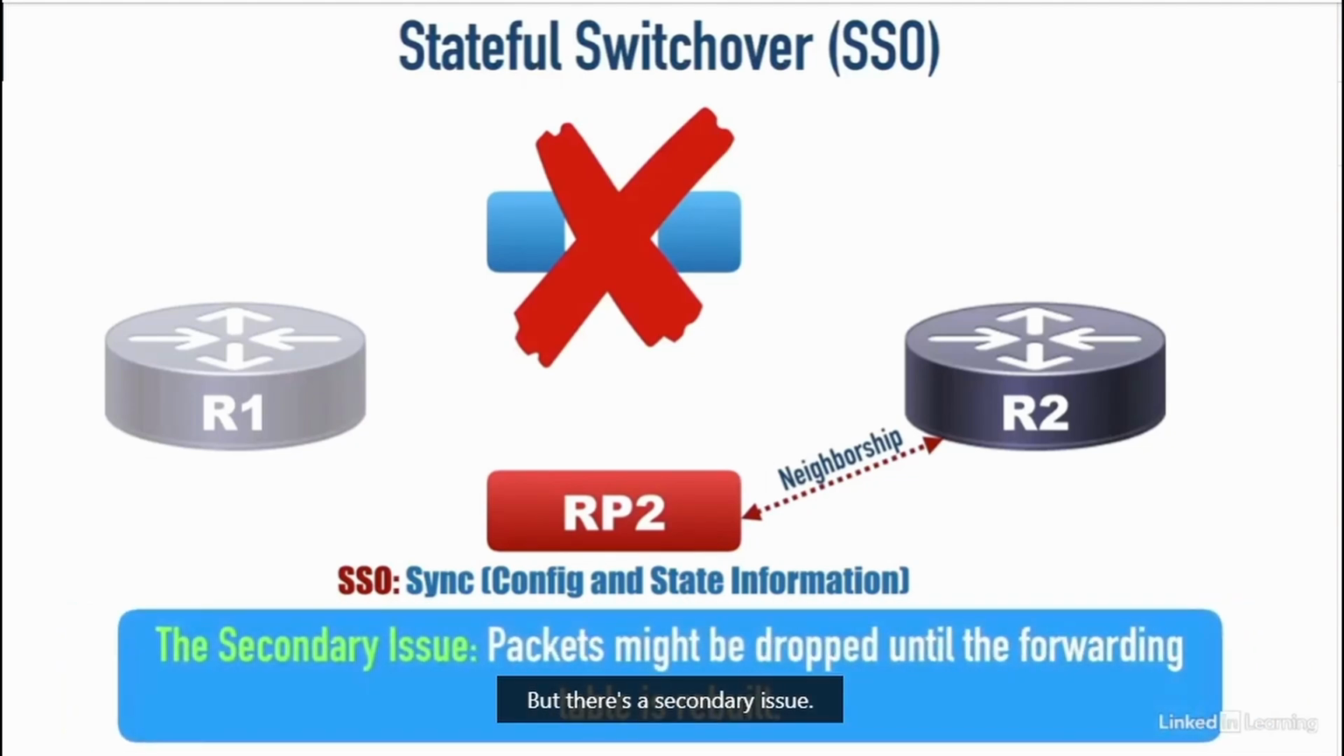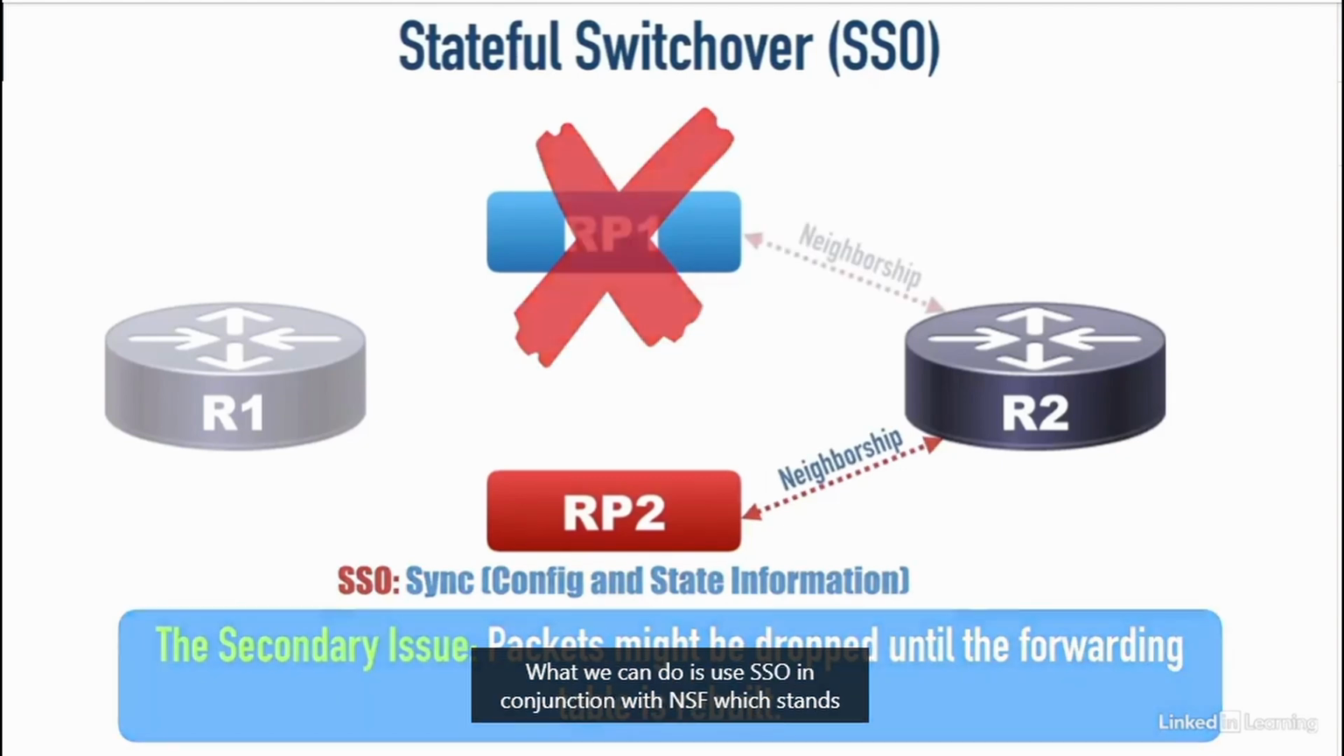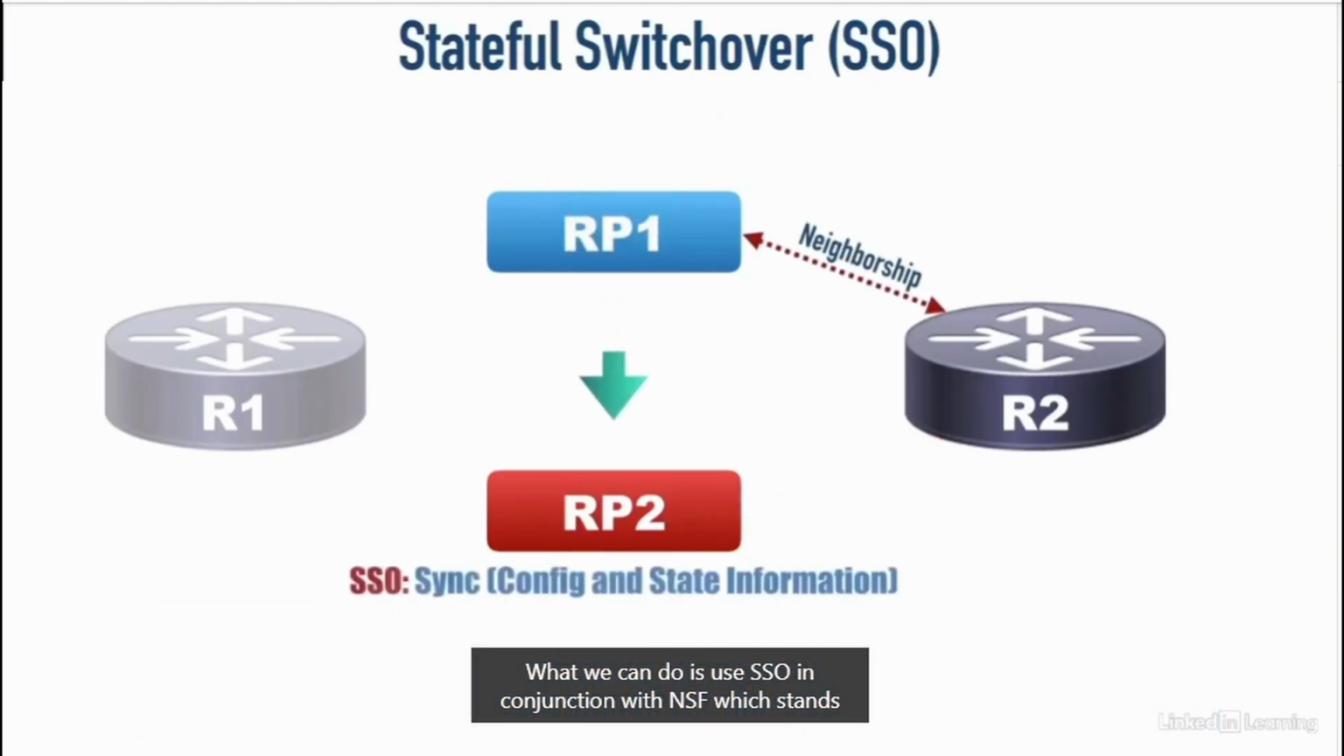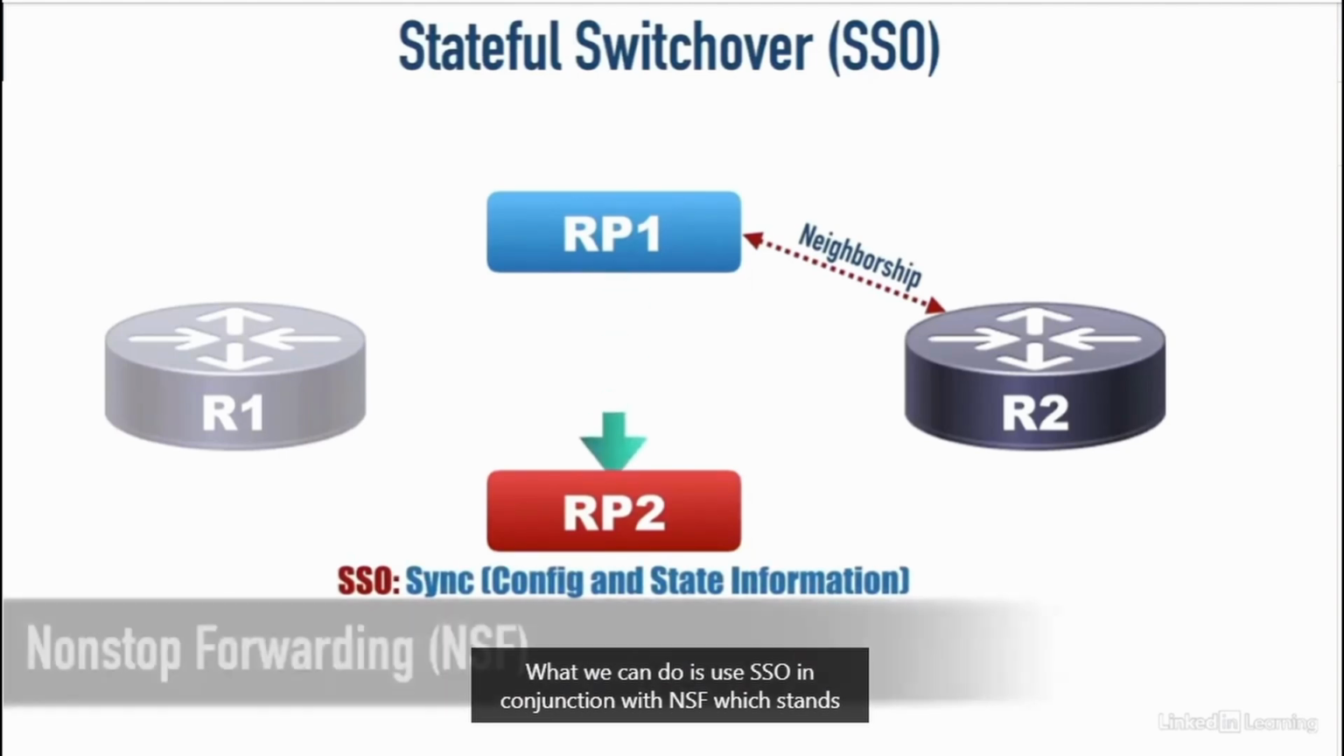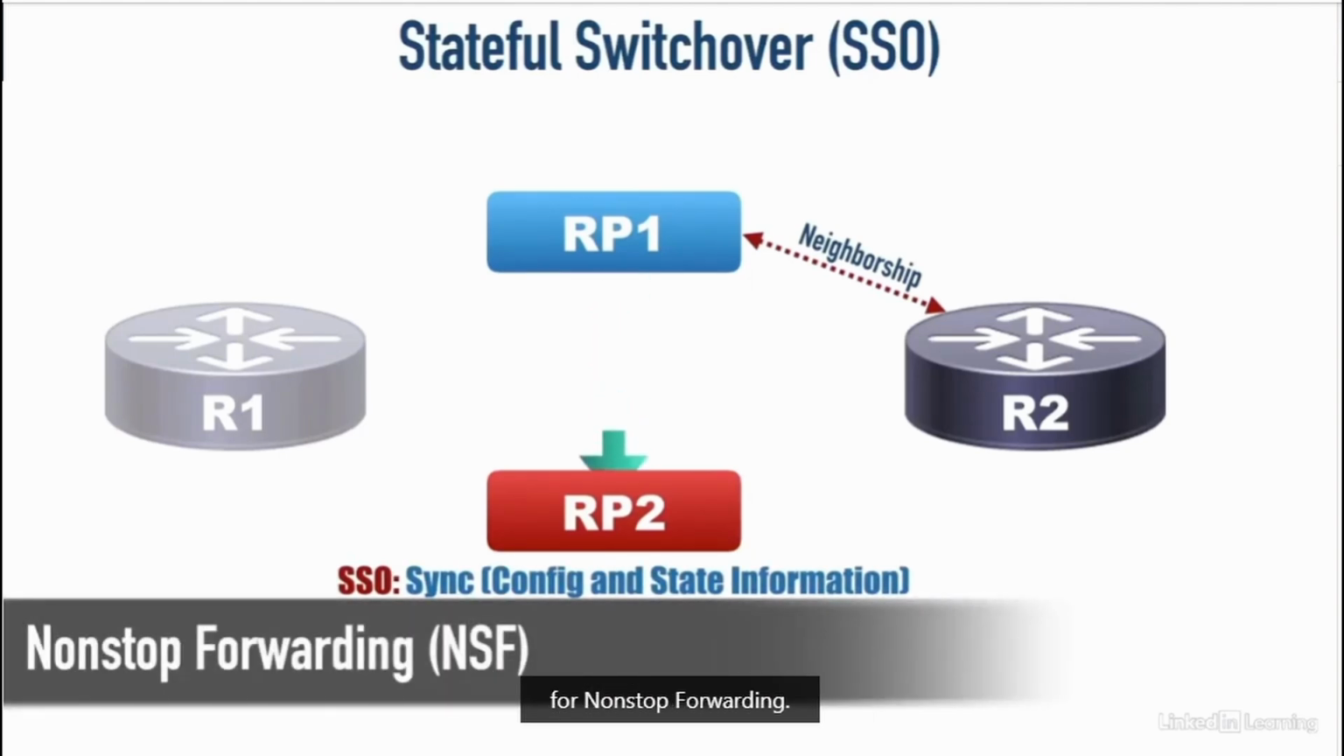But there's a secondary issue. Even though we're maintaining our neighborship thanks to SSO, we still might drop some packets initially. And the reason is that backup route processor does not have an IP routing table. It doesn't know how to forward packets yet. It has to reconstruct that routing table. But we can add yet another feature to prevent that from happening. What we can do is use SSO in conjunction with NSF, which stands for nonstop forwarding.